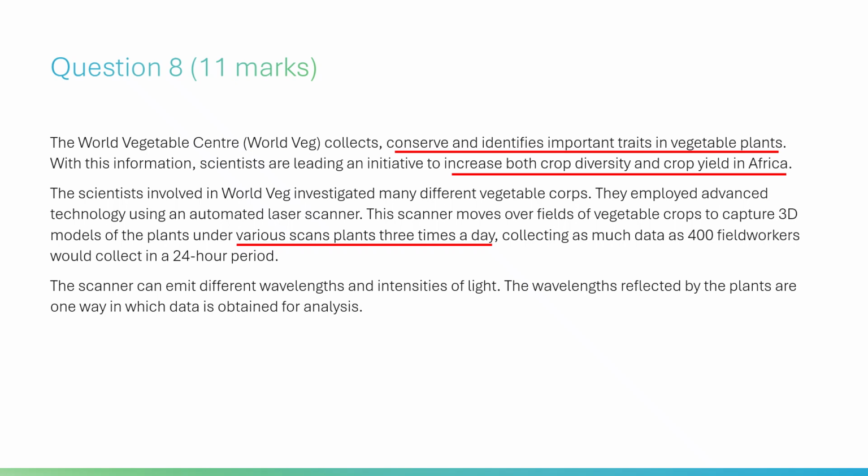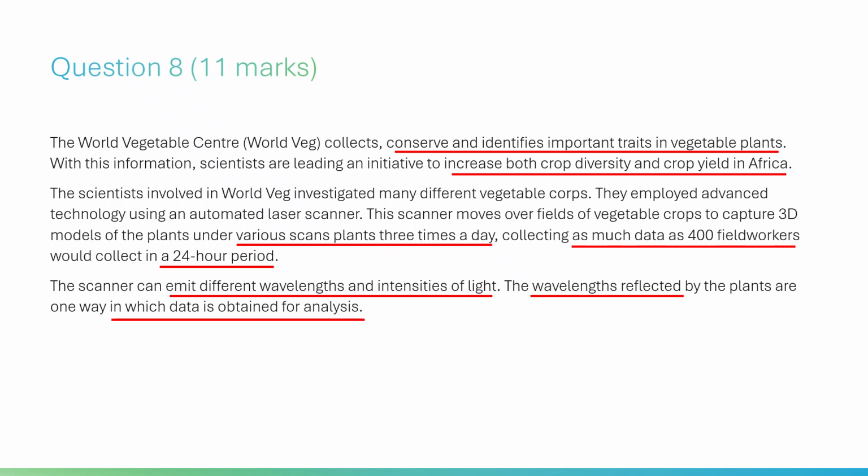This scanner moves over fields of vegetable crops to capture 3D models of the plants, scanning plants 3 times a day, collecting as much data as 400 field workers would collect in a 24-hour period. The scanner can emit different wavelengths and intensities of light. The wavelengths reflected by the plants are one way in which data is obtained for analysis.